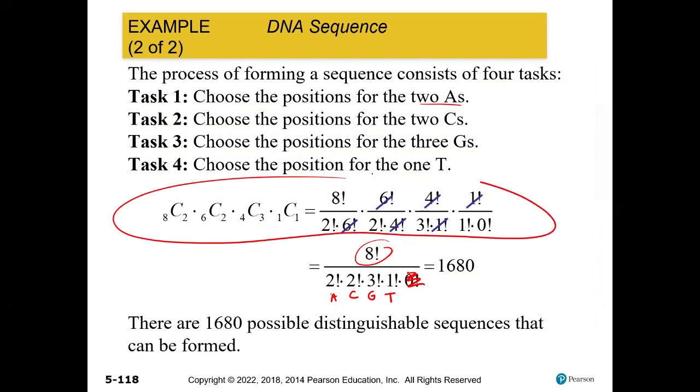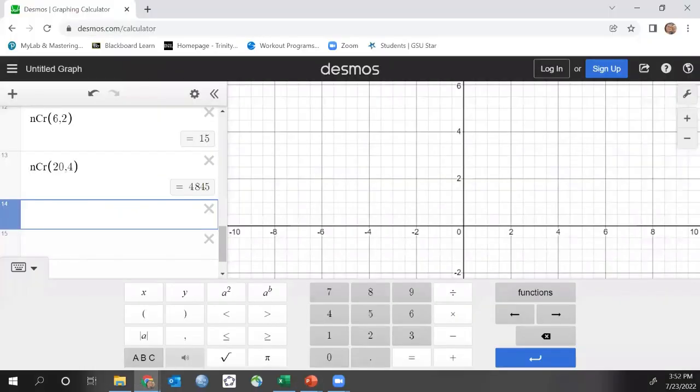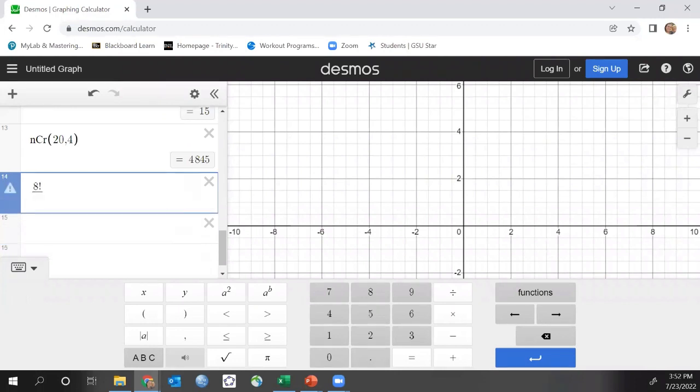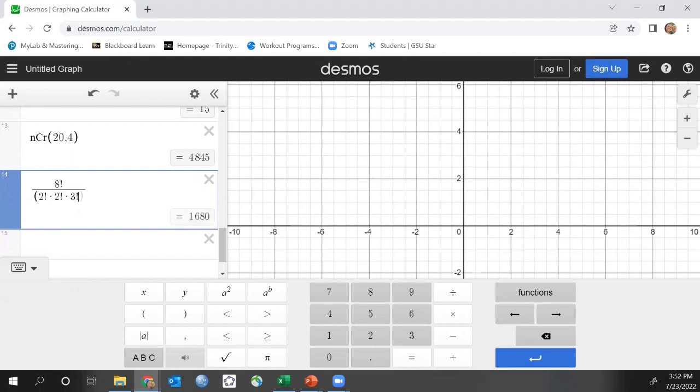Instead of worrying about this whole part out here, how they did it, we can jump to this spot down here. Now, this part, we have to be very careful in how we enter it into our calculator. Because a calculator is only as smart as the person entering it in. So if you do not enter this into a calculator correctly, it will not give you the correct answer. One way in which you do this: 8 factorial divided by parentheses, 2 factorial times 2 factorial times 3 factorial times 1 factorial. So option 1 is in parentheses like that.